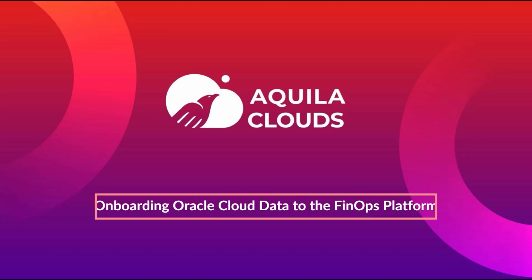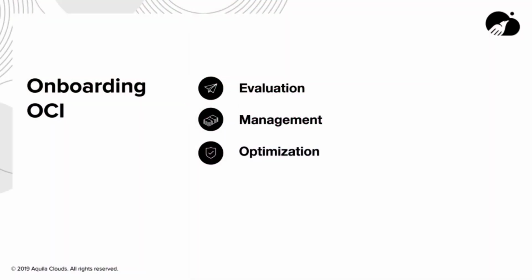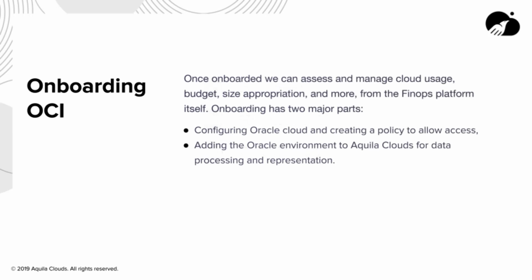The Aquila Cloud's FinOps platform supports ingesting Oracle Cloud Infrastructure, OCI, data for evaluation, management and optimization. This process is what we refer to as onboarding. Once added, we can assess and manage cloud usage, budget, size appropriation, and more, from the FinOps platform itself. Having all the controls and the usage data in an easy-to-understand graphical format facilitates ease of use and accessibility for anyone who has to manage the cloud infrastructure for the organization.